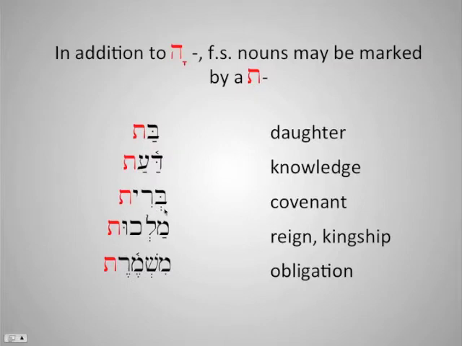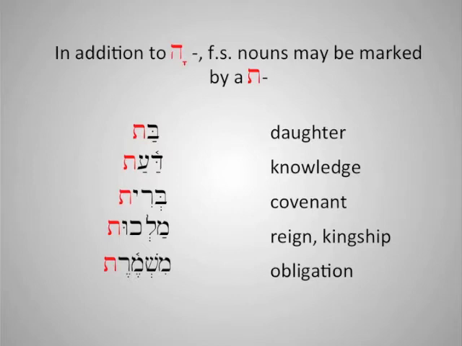Berit is the word for covenant. It also ends in a tav. It also happens to be feminine singular. Malkut is the word for reign or kingship. It also ends in a tav, and it's also feminine singular. Mishmeret is the word for obligation. Mishmeret means obligation, and note how it ends in a tav. It's also feminine singular. Again, though, if you weren't positive, you could always look a word up in a lexicon.